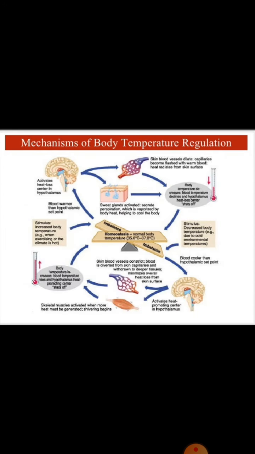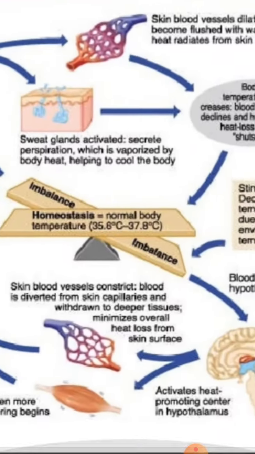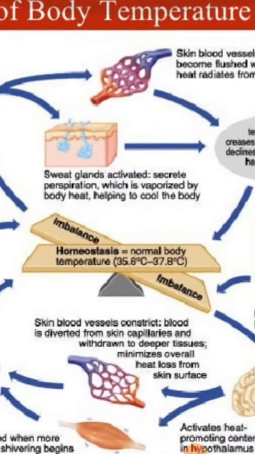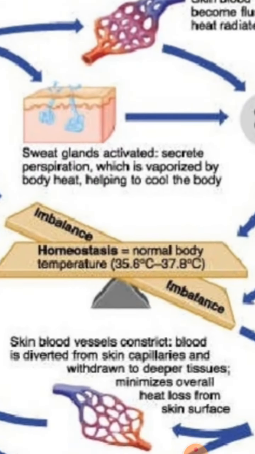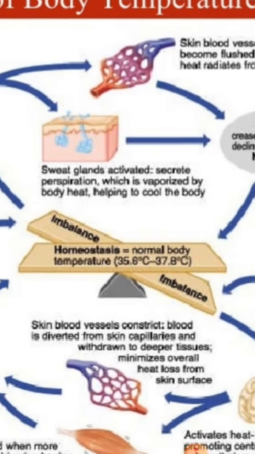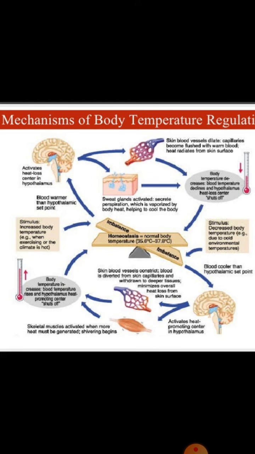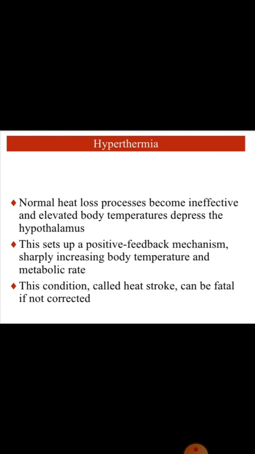So this is the whole mechanism shown in this figure, how the hypothalamus can do vasoconstriction, and then at the last you can see how vasodilation takes place, and ultimately they help produce homeostasis, that is normal body temperature. Keep it between 35 and 37 degrees Celsius.